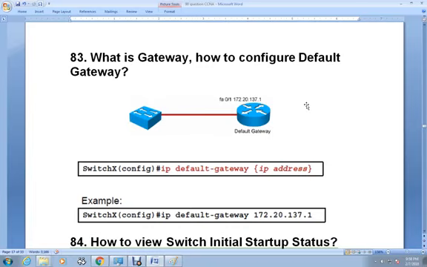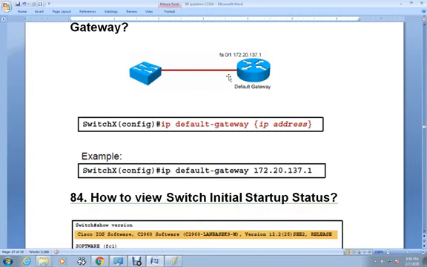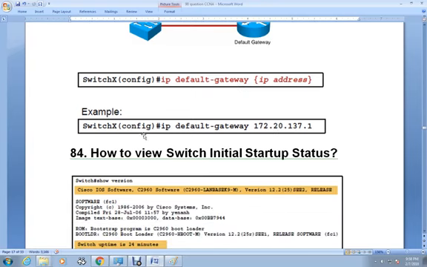If you want to configure a default gateway, very simple. This is a router, and you want to configure here. This is your FastEthernet 0/1, or it could be any port whichever is available. This is the command, ip default-gateway, and you have to assign an IP address. This is an example, you are taking this router, ip default-gateway, and this is the IP. So this will be your default gateway for that network.